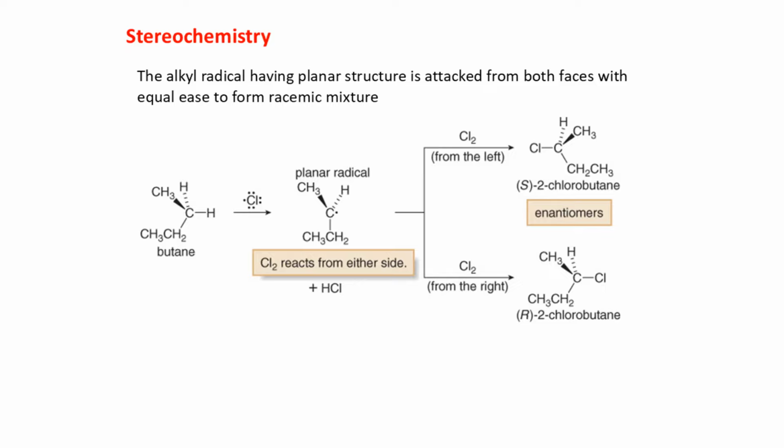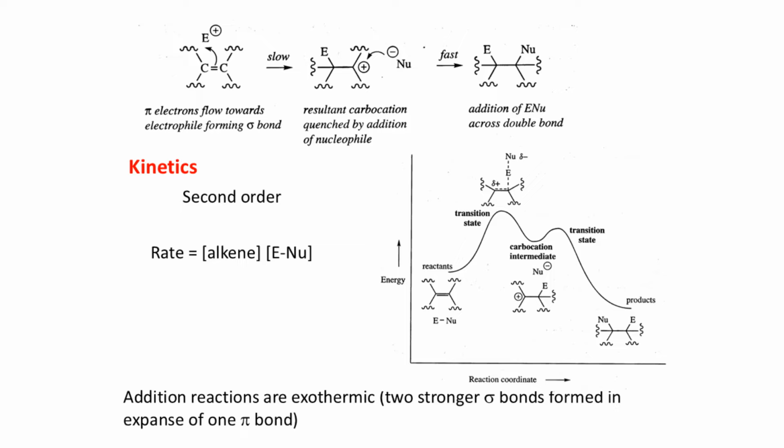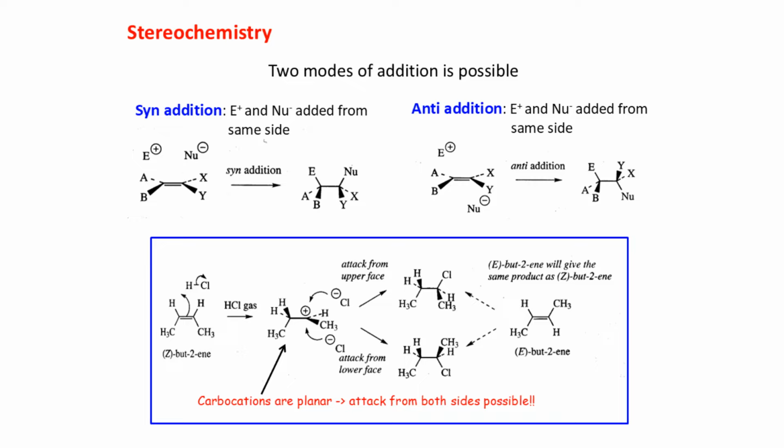racemic mixtures in stereochemistry. Electrophilic addition reactions occur in unsaturated hydrocarbons with double or triple bonds, where p electrons react with electron-deficient compounds to form addition products. Electrophilic addition reactions are second-order and exothermic, involving the formation of a carbocation intermediate and resulting in 2 stronger bonds. Electrophilic addition can occur via syn or anti-addition, with carbocations being planar and allowing attack from both sides.